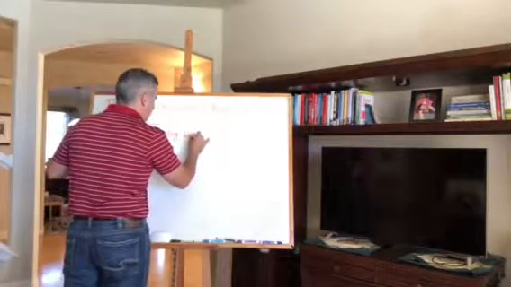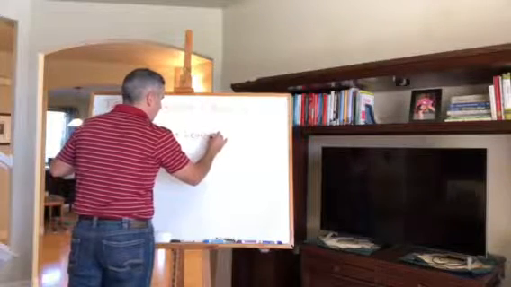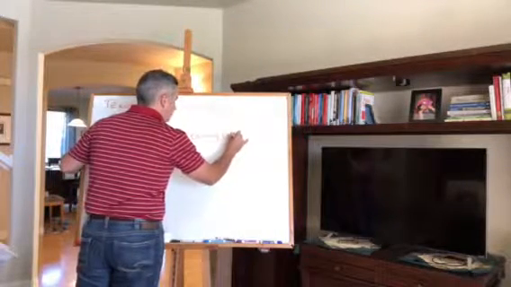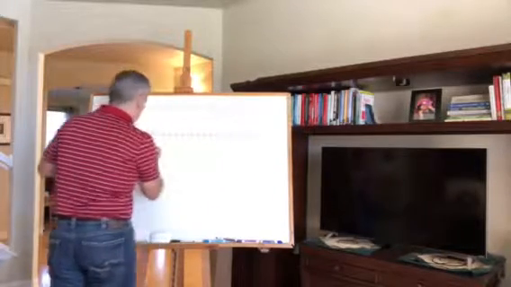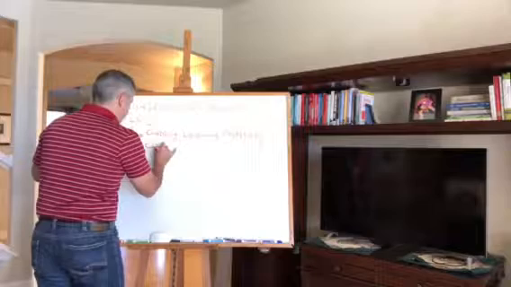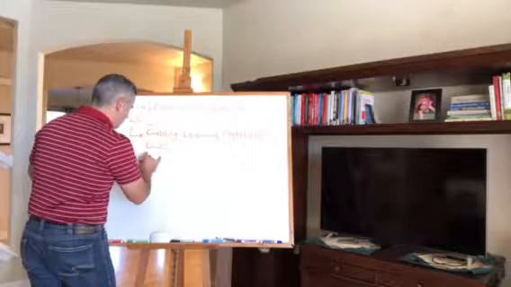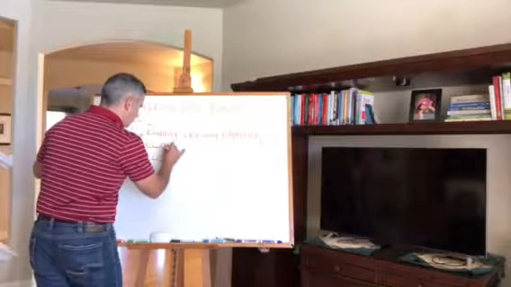Right, so under your TLO, you should have 2 enabling learning objectives. And I'm going to call those ELO 1 and ELO 2.